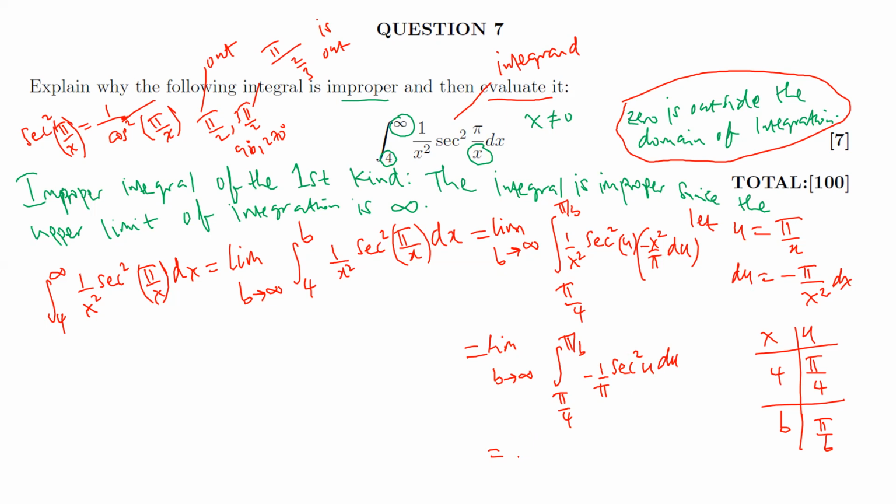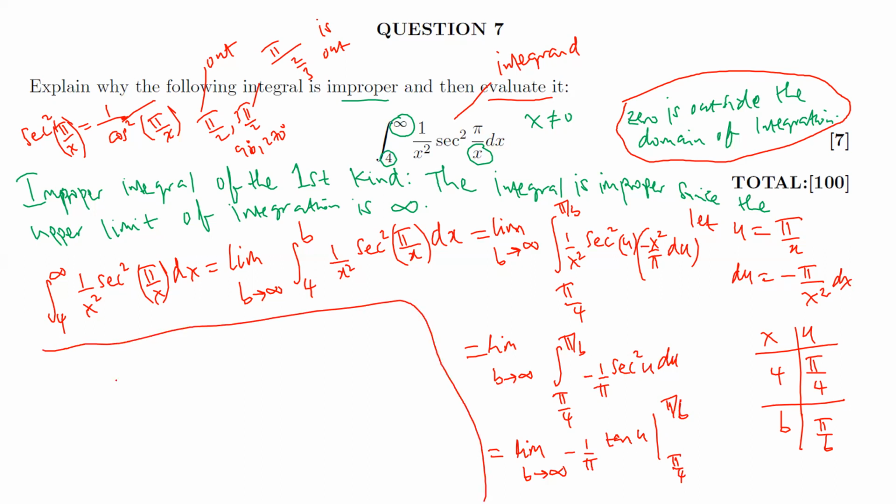So you have the limit as b approaches this. You have minus 1 over pi. The integral of sec squared is the tan of u from pi over 4 to pi over b. So now we come to this one.